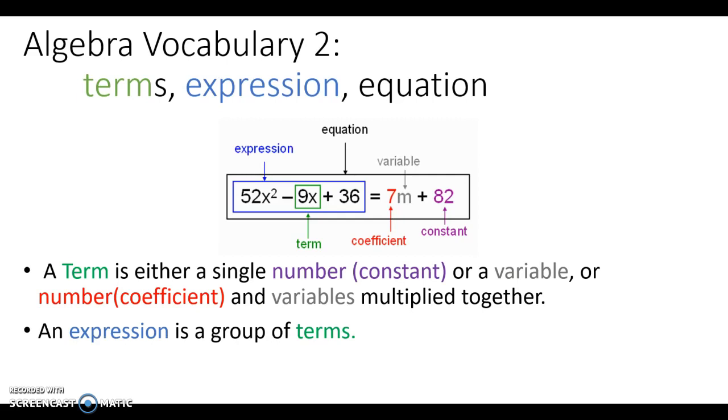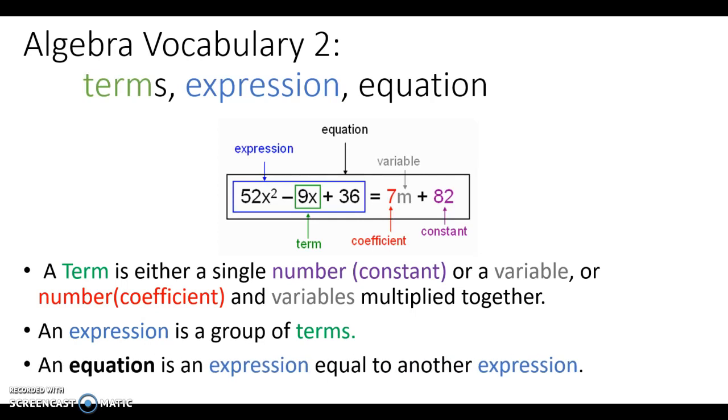An expression is a group of terms. So in this blue box over here is an expression. 52x squared minus 9x plus 36 is an expression. And in fact, 7m plus 82 is another expression. An expression is a group of terms.